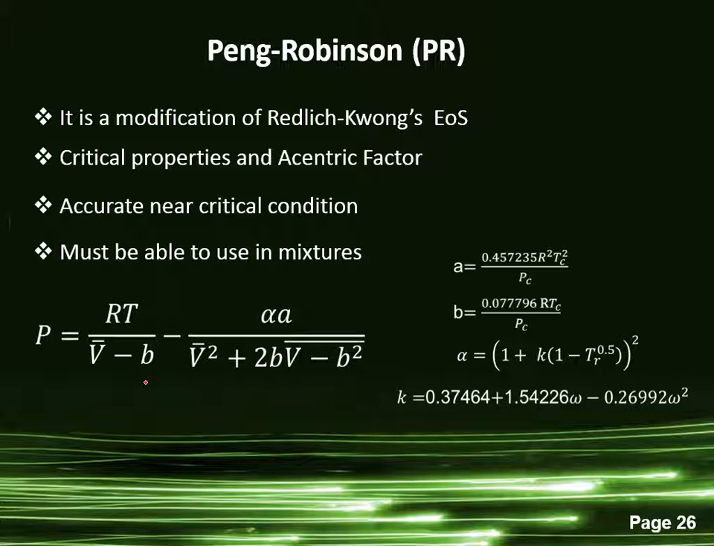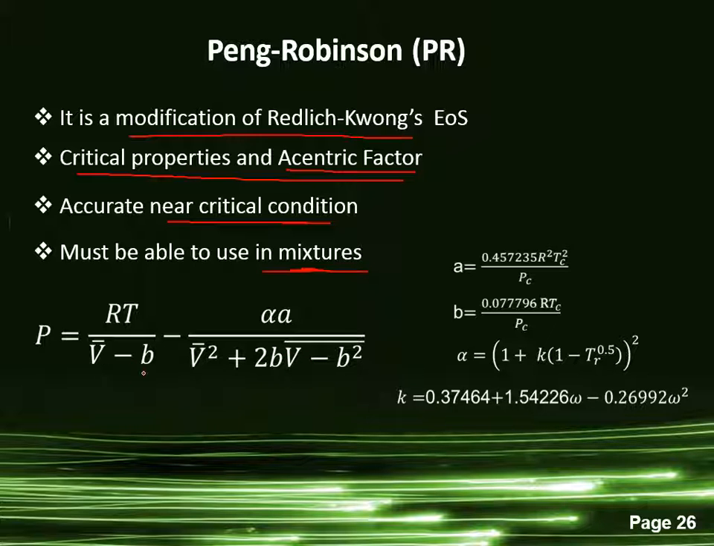It is similar to Redlich-Kwong because it's a modification of the Redlich-Kwong equation of state. It takes into account the critical properties of the substance and the eccentric factor, and if you are approaching critical conditions, it is still valid, and it must be able to be used in mixtures. It's not just for pure substances.